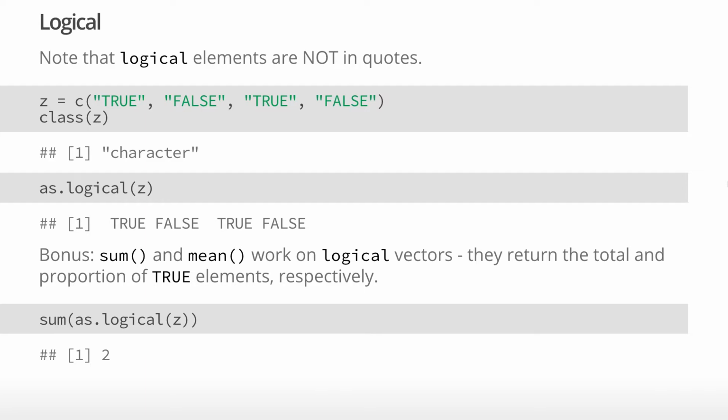Now it will give you warnings. It says like, hey, I don't know what's going on there. Like you tried to make a character into a numeric or something like that, and I don't know how to translate the word John into a number. So it's going to convert those into NAs. Okay. So super important, and what we're going to talk about in the data cleaning.